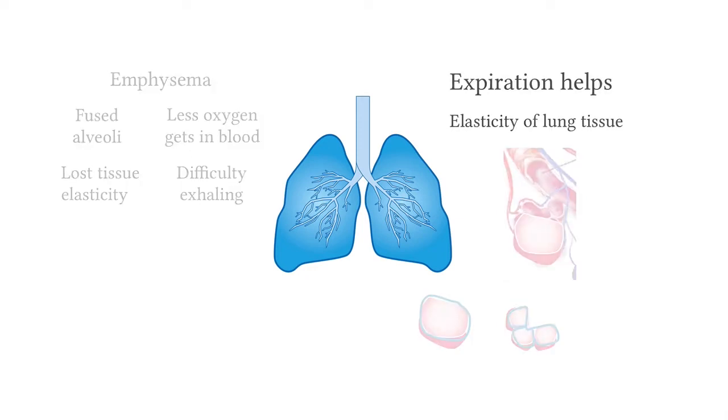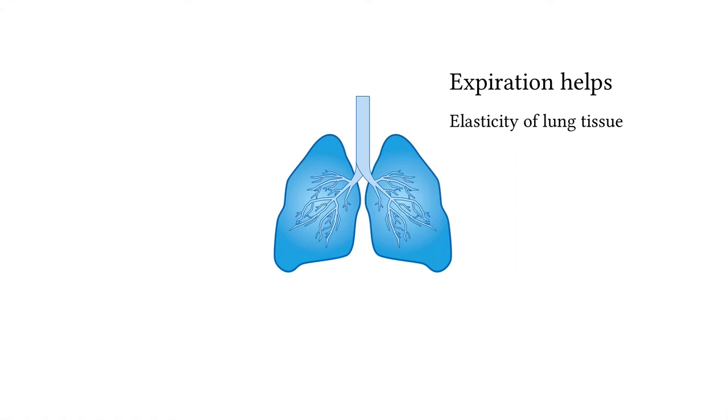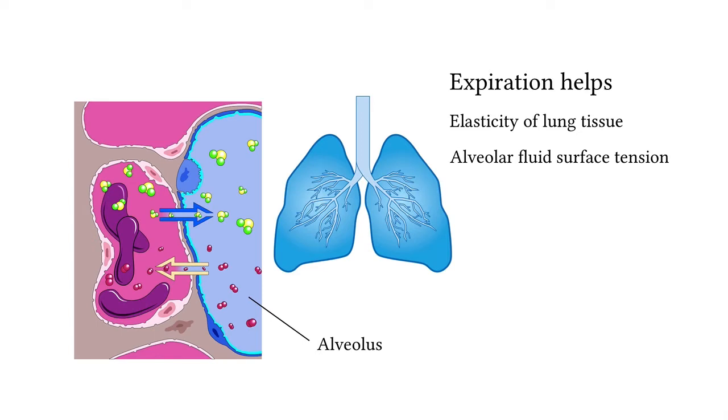So we know that elasticity is important for expiration, but there's another factor that helps. It's the surface tension of alveolar fluid. I haven't mentioned any fluid in conjunction with the alveoli, so let me explain. The lining of an alveolus is made up of simple squamous epithelium. It's delicate tissue, as I've mentioned before. That's why continual exposure to irritants can cause emphysema due to its breakdown.